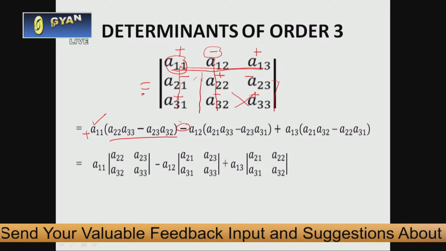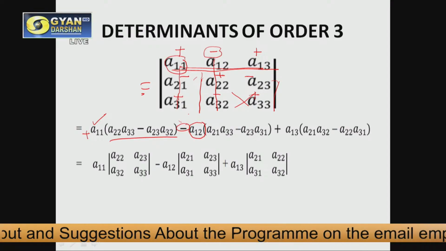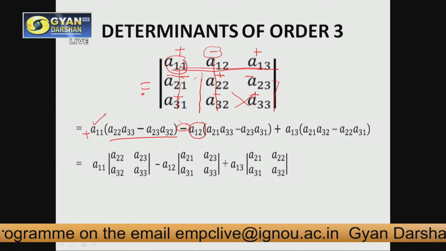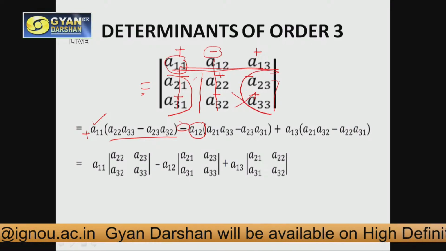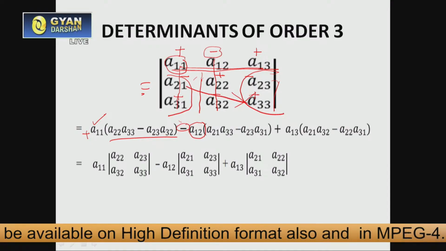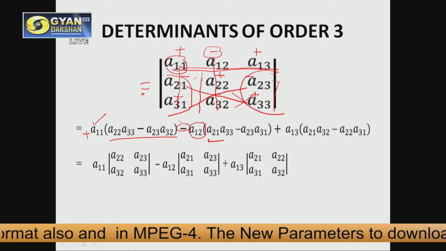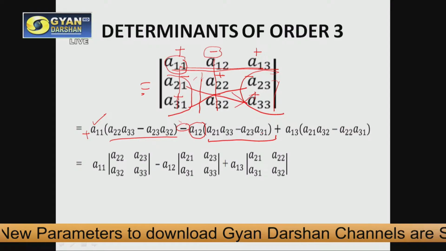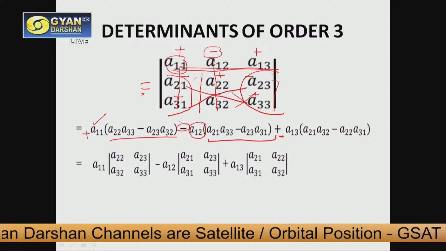The next intersection of row and column is a12. So a12 is written over here. And after eliminating the first row and second column, we are left with a21, a31 and a23, a33. So the solution will be a33 into a21 minus a31 into a23. So this is what is written over here: a21 into a33 minus a31 into a23. Similarly, the last sign will be positive.